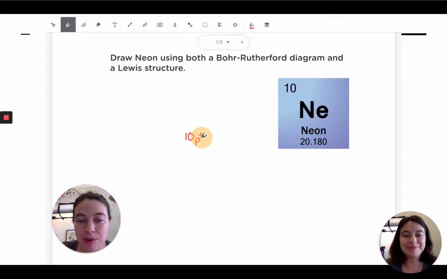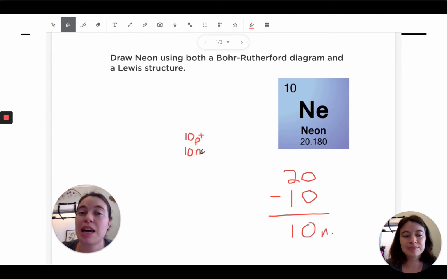So I know that I've got 10 protons, and then I would take its mass, which is about 20, and I would subtract the number of protons from that, which is 10, and that tells me that I have 10 neutrons. So I know that I'm also going to have 10 neutrons for neon. And the reason why that works is because the mass is basically coming from just the protons and the neutrons. Electrons are so tiny that their mass can basically be ignored, so you don't need to worry about that. So this section right here I'm going to put in a little box. That's going to represent my nucleus.